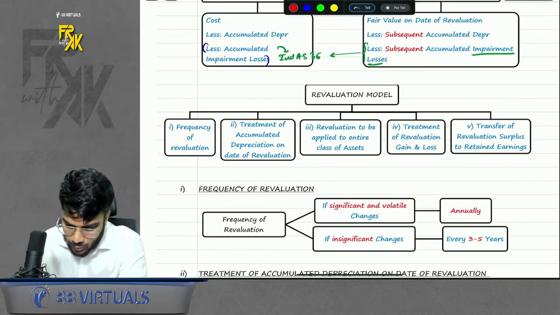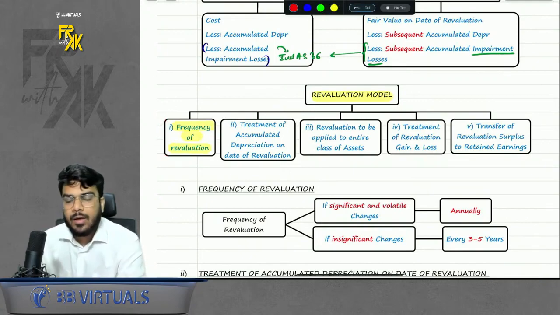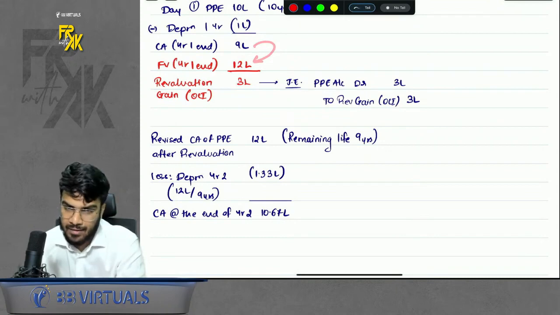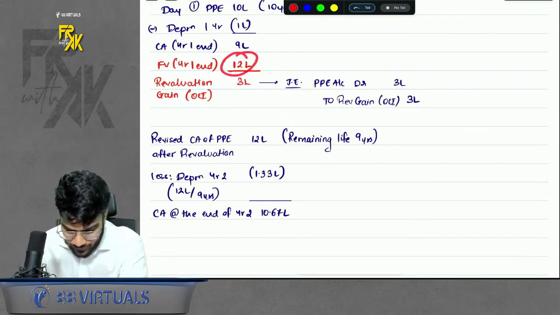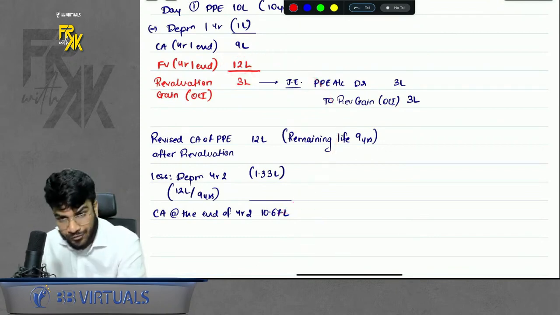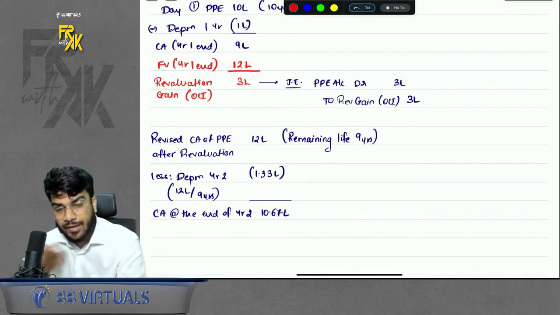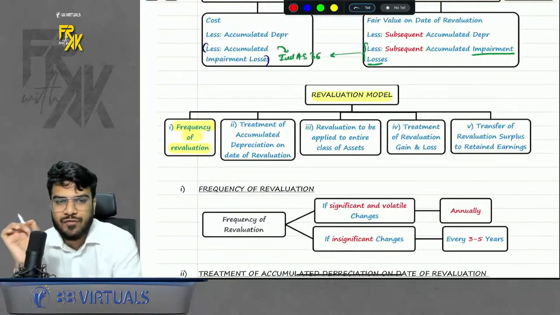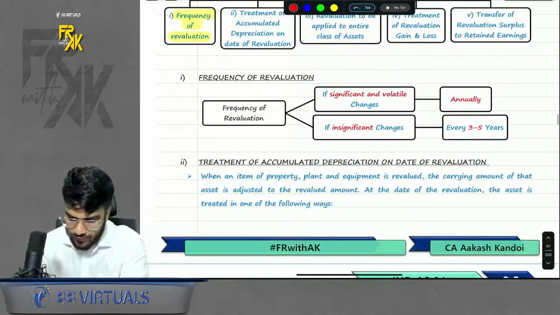The first point to be discussed is the frequency of revaluation. What is the meaning of this word frequency? It means this fair valuation. Let's say, for example, the carrying amount at year 1 end was 9 lakhs. We computed the fair value. So do we need to find the fair value every year or every month or every day or every 2 to 3 years? What should be the frequency of finding these fair values? So the first point is that.